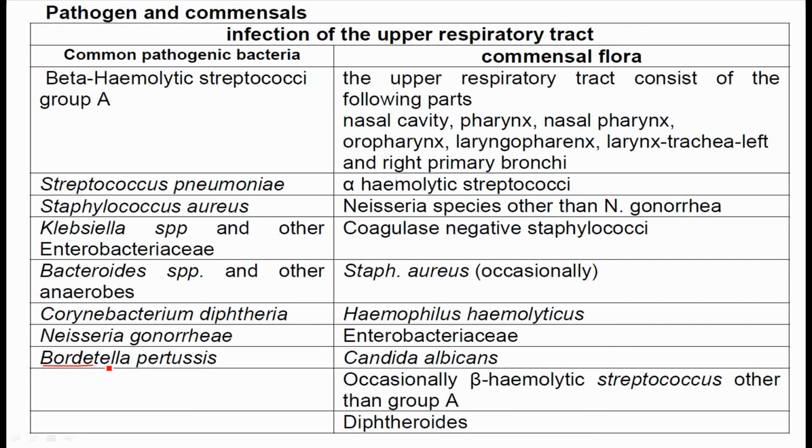Next pathogenic bacteria is Bordetella pertussis, and the commensal flora is Candida albicans. Occasionally, beta-hemolytic Streptococcus other than group A and diphtheroids. These will work as commensal flora for the Bordetella pertussis.